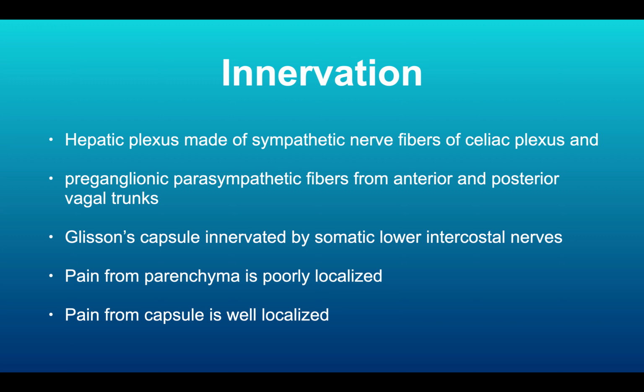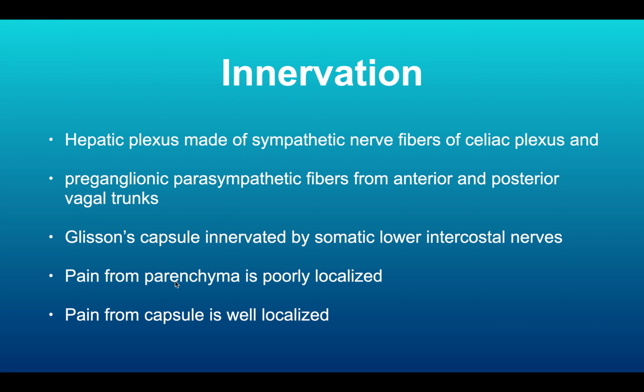So the hepatic plexus is going to be made out of the sympathetic nerve fibers of the celiac plexus, along with the preganglionic parasympathetic fibers from the anterior and posterior vagal trunks. So dual innervation right here.